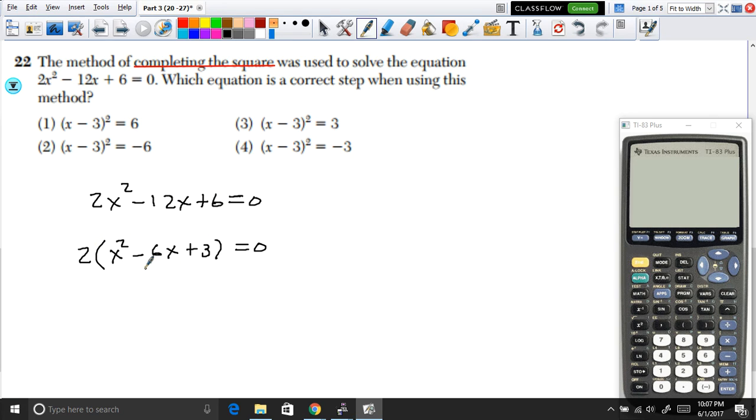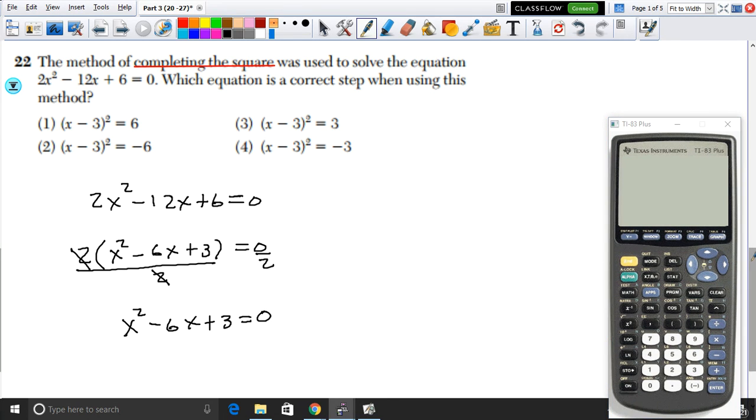All right, cool. Why do we do this? Because if we have a 2 outside, we can, in some sense, eliminate it by dividing by 2. In here, it will go away, and now we have x squared minus 6x plus 3, and 0 divided by 2 is 0. Okay, so we're getting closer here.